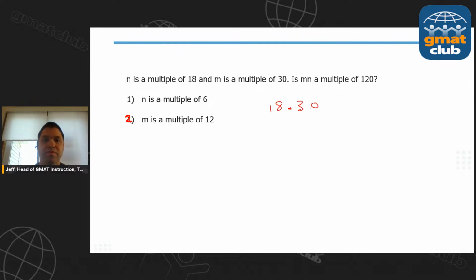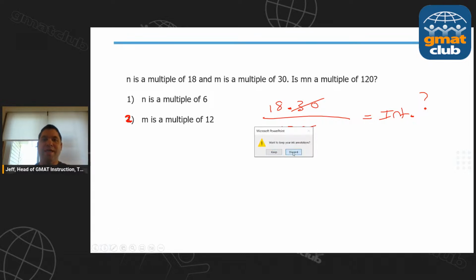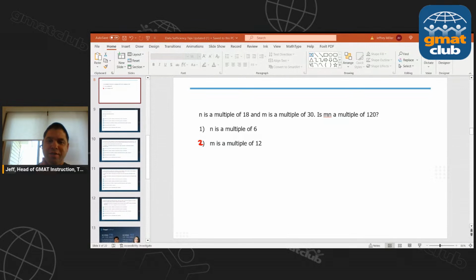Well, let's just simplify it out. So 18 times 30, is that a multiple of 120? No, it's not a multiple of 120. And the best way to do it is to simplify it down. 30 goes into 120 4 times. The question is, is 18 over 4 an integer? No, it's not an integer. So the given information is not enough to tell us whether or not m times n is a multiple of 120, for good reason, because you're not supposed to be able to answer the question of data sufficiency with just the given information. Okay, so where was I?